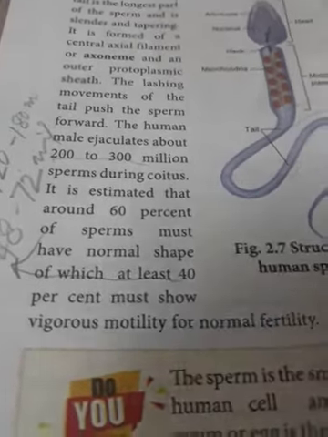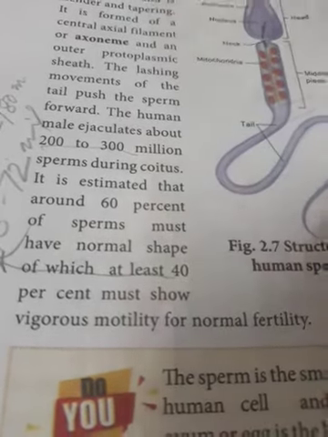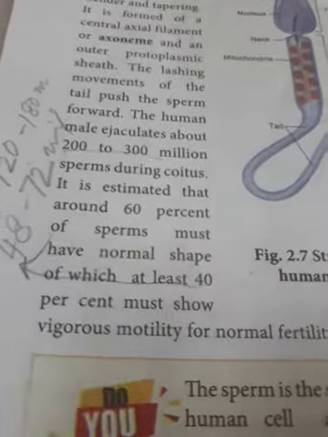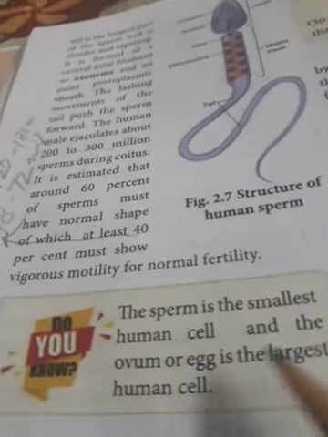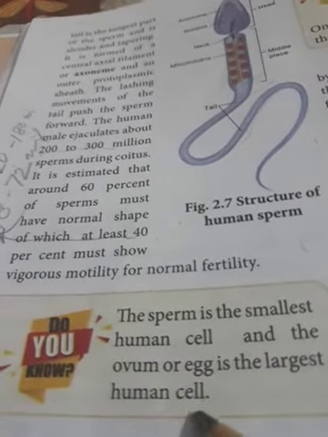So this is the structure of the human sperm. It is a book-back question, so you have to practice the diagram and study. The sperm is considered the smallest human cell, and the ovum or egg is considered the largest human cell.